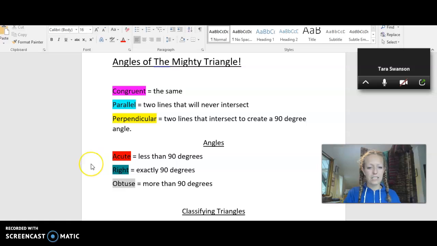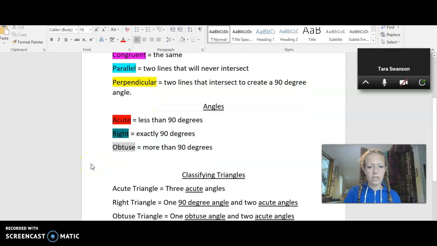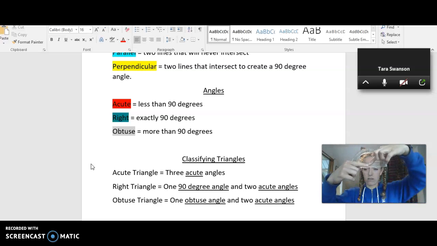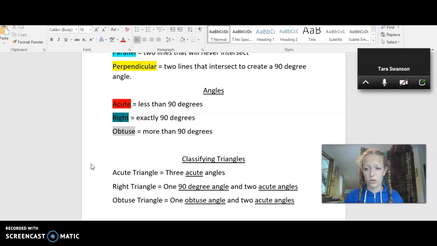All right, let's get into the examples after we talk about how to name the different triangles. So you might have already put this together. An acute triangle will have 3 acute angles. A right triangle will have one 90-degree angle and 2 acute angles. And this is actually the only combination that's possible for a right triangle, and we'll go over that as well. An obtuse triangle has one obtuse angle, so a big angle, and then 2 acute angles. All right, let's dive right in.